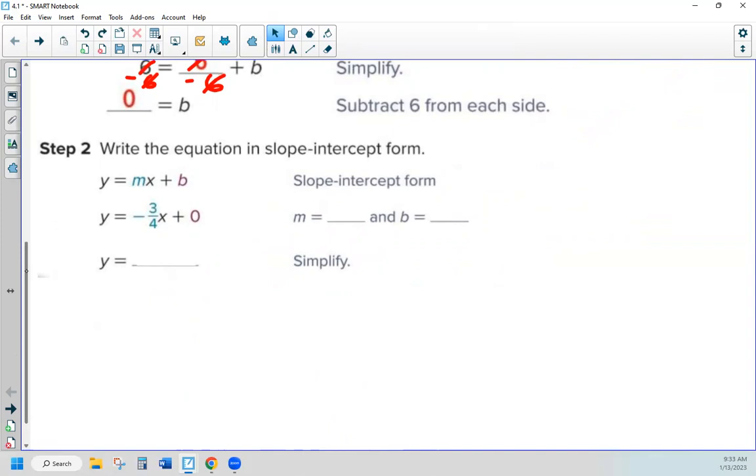Now we have everything we need. Write the equation in slope-intercept form. We think about the slope-intercept form one more time, and all we are going to do is substitute in these two values, our slope and our y-intercept. Follow the flow right here. We substituted in those numbers, and we can simplify by getting rid of the 0. We don't need to see the 0.